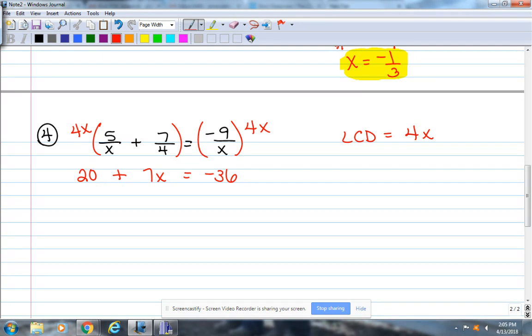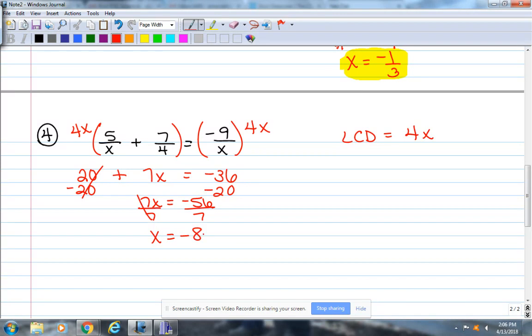Are y'all with me? So we only have one x, so we have to get it by itself. Negative 20 on one side, so we subtract 20 on both sides. So 7x equals what? No, it's not. It's negative 56. And then what do we do? Divide by 7 on both sides, and x equals negative 8.